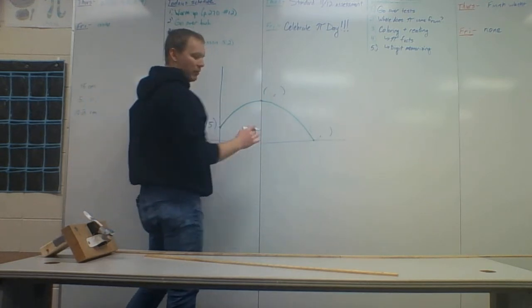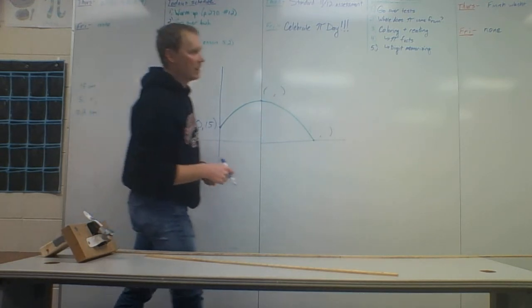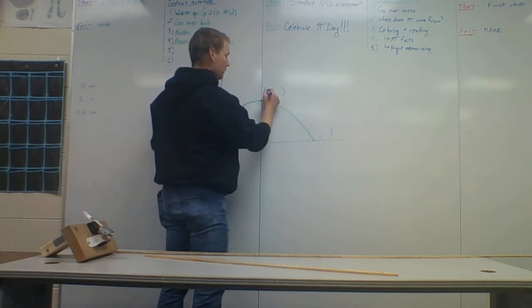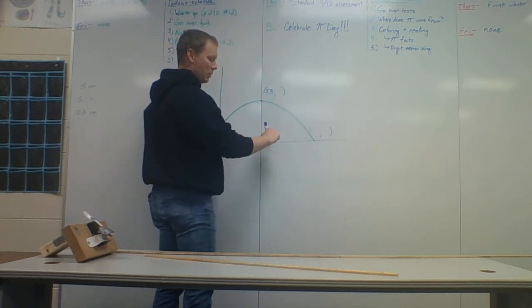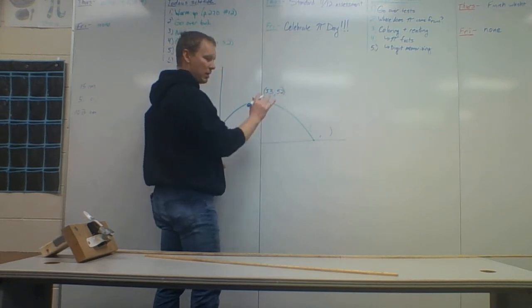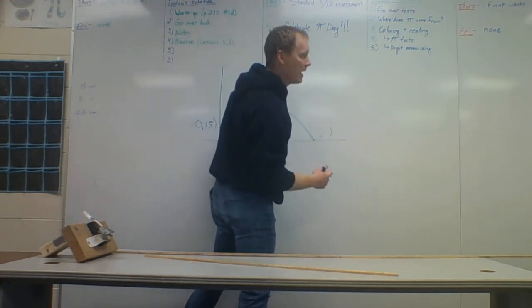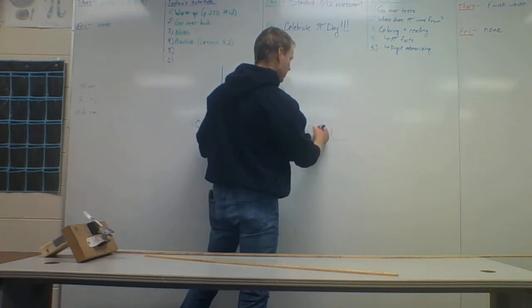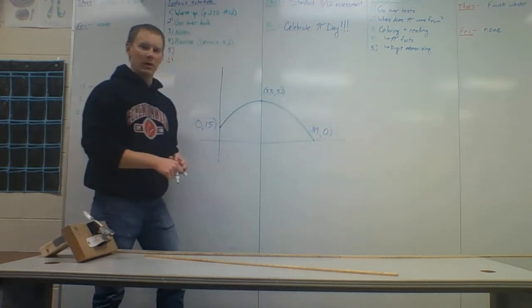Your vertex, I've already done these calculations to save some time. The vertex was 53 centimeters down the way horizontally, and it was approximately 52 centimeters high. And then at the end, it landed at 109 centimeters, and obviously the y value was 0 there.